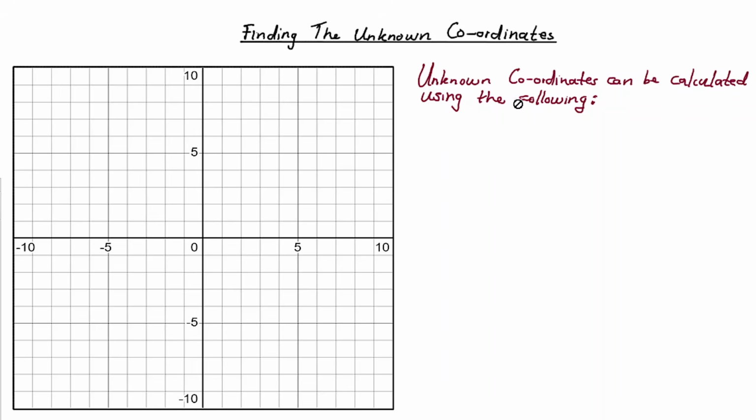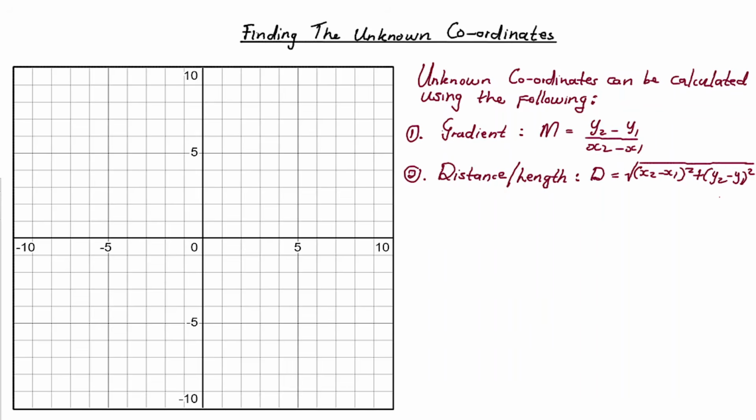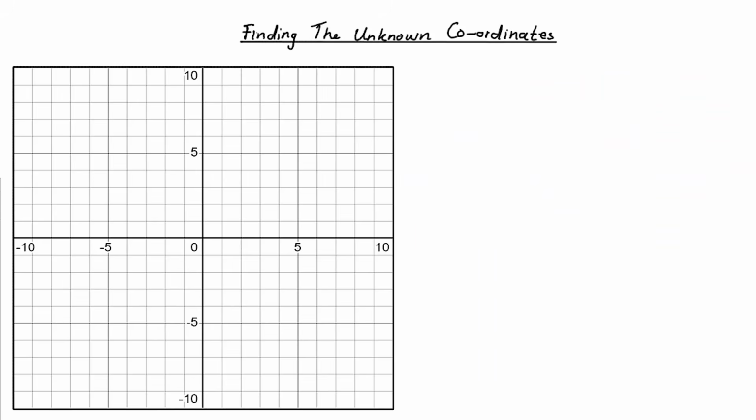So unknown coordinates can be calculated using the following. You can either use the gradient value and use this formula to calculate the unknown coordinate, or you can use the distance formula when given the distance, or you can use the midpoint formula when given the midpoint for that particular line. So let's take some examples just to help us understand the process behind getting unknown coordinates.